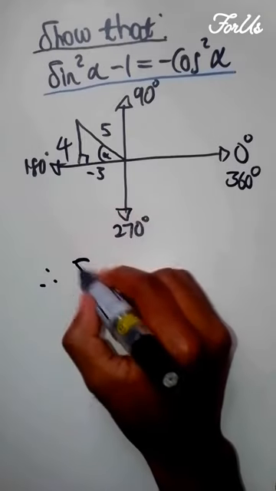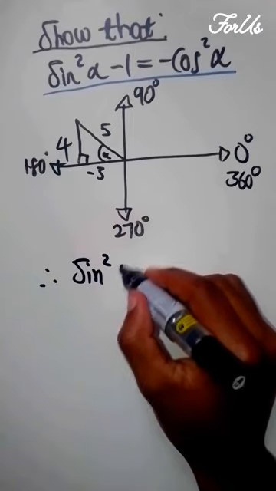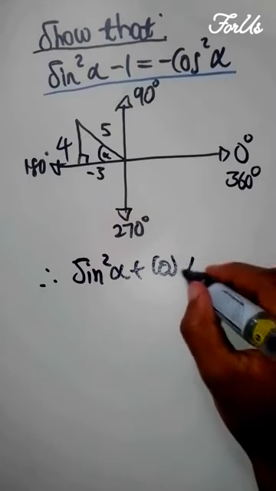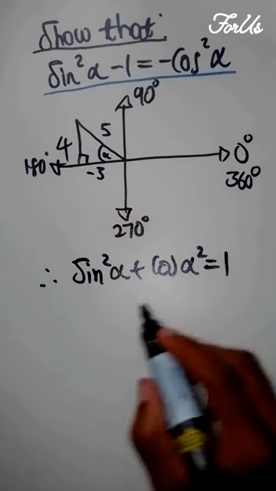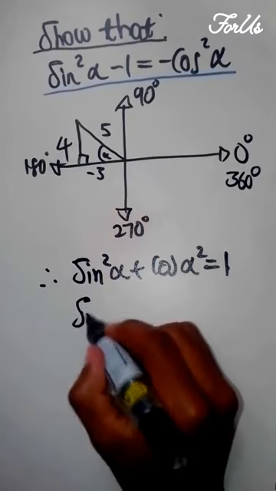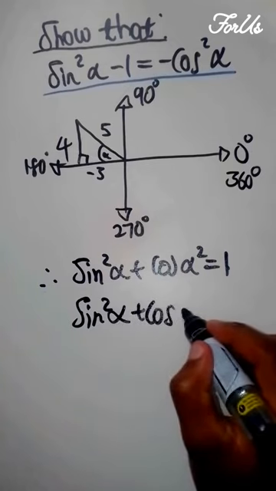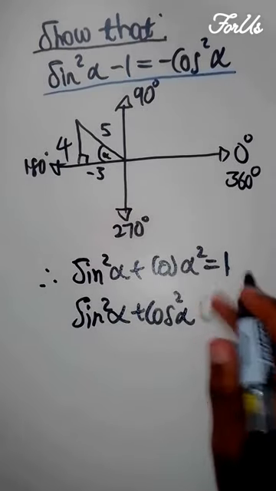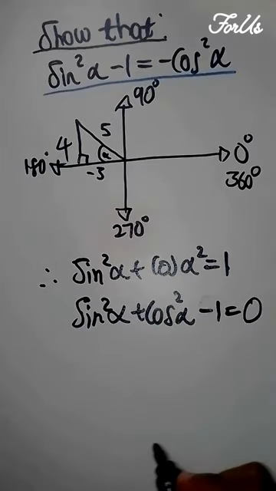You know that there's a square identity that says sine squared theta plus cos squared theta is equal to 1. And when you take this 1 to this side, it's going to be sine squared theta plus cos squared theta minus 1 is equal to 0.